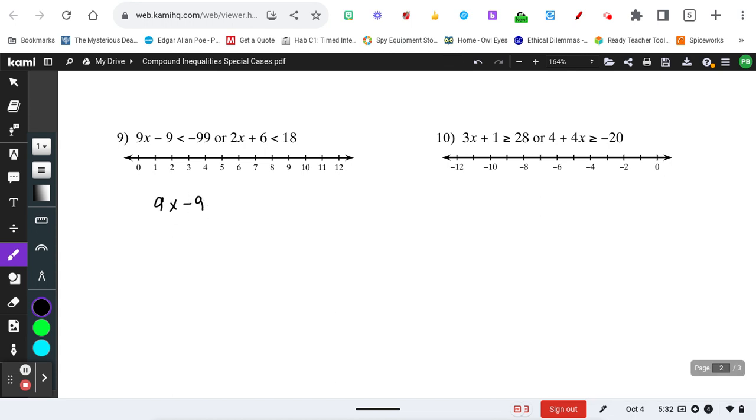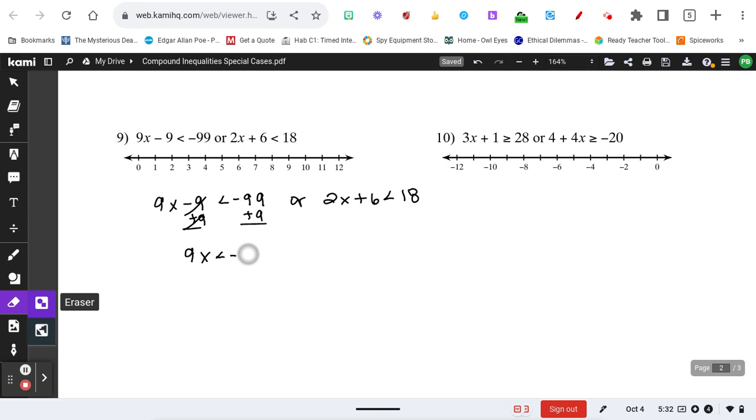9x minus 9 less than -99, or 2x plus 6 less than 18. Just going to add 9 to both sides. So you're looking at 9x less than -90. Why is the 11 coming? Because I'm thinking about 99 divided by 9. I'm sorry, guys. It's 5:30 in the morning. All right, -90. Divide both sides by 9.